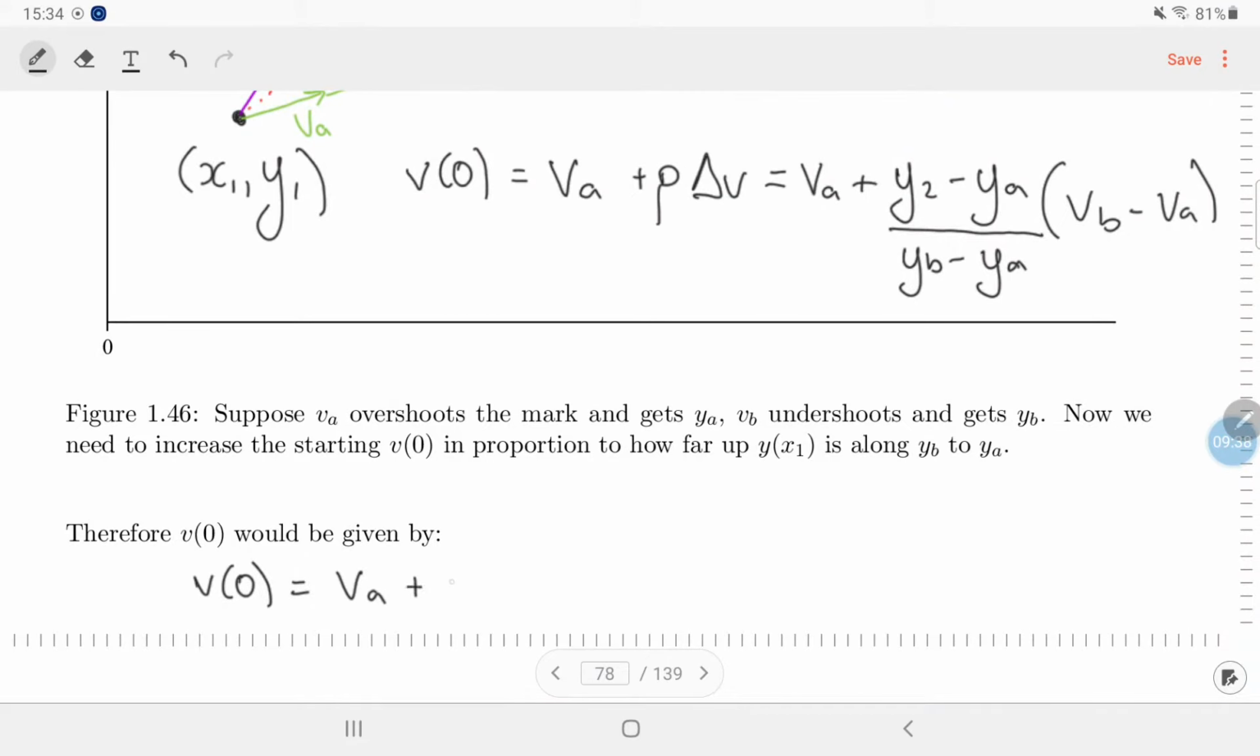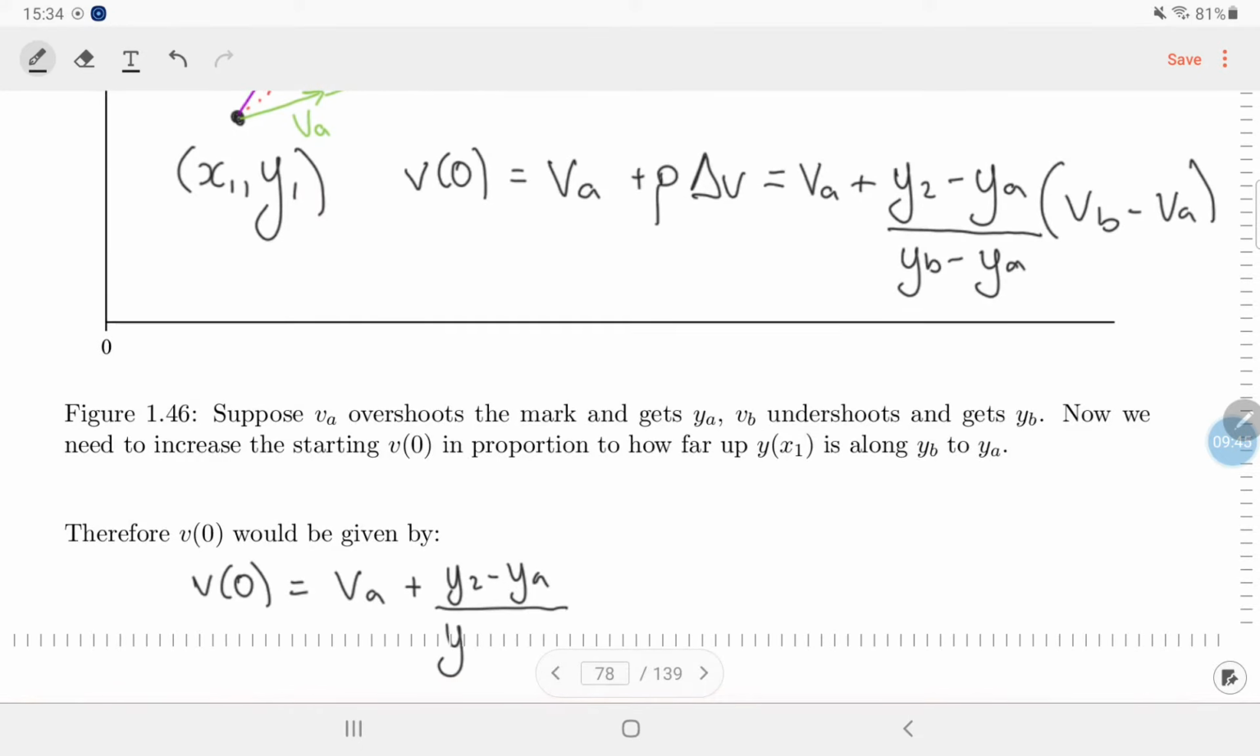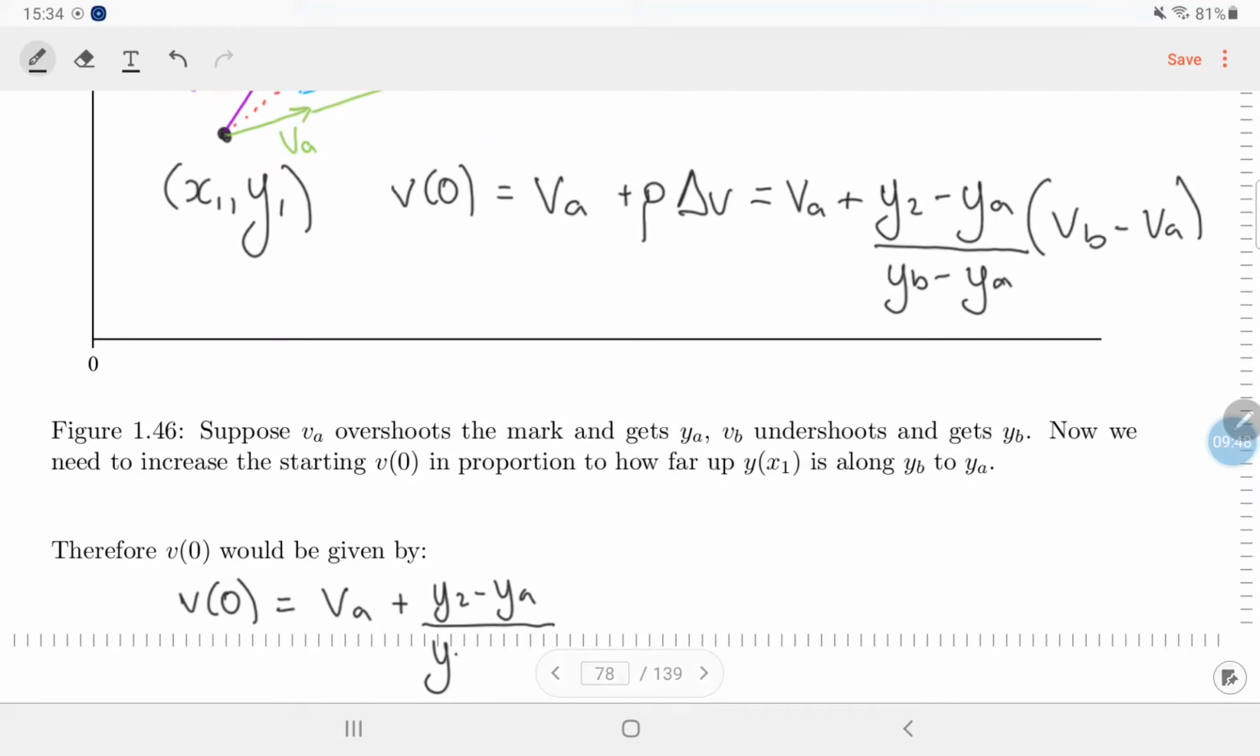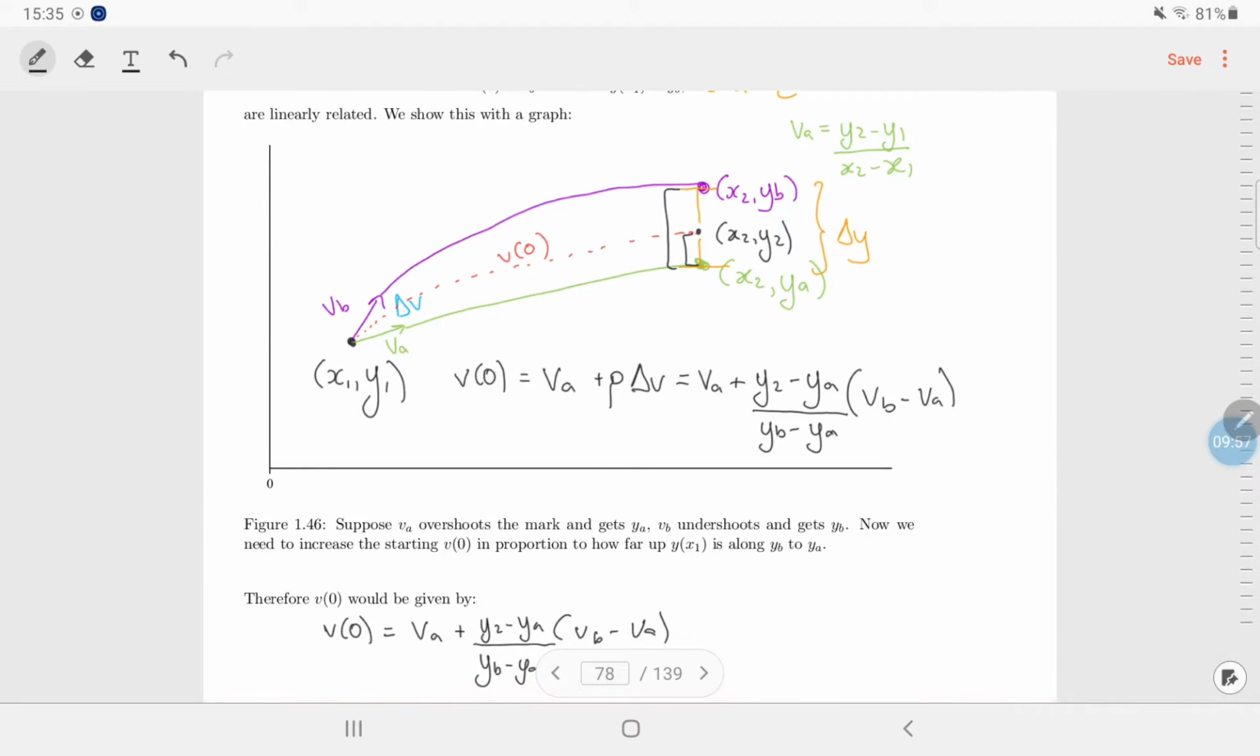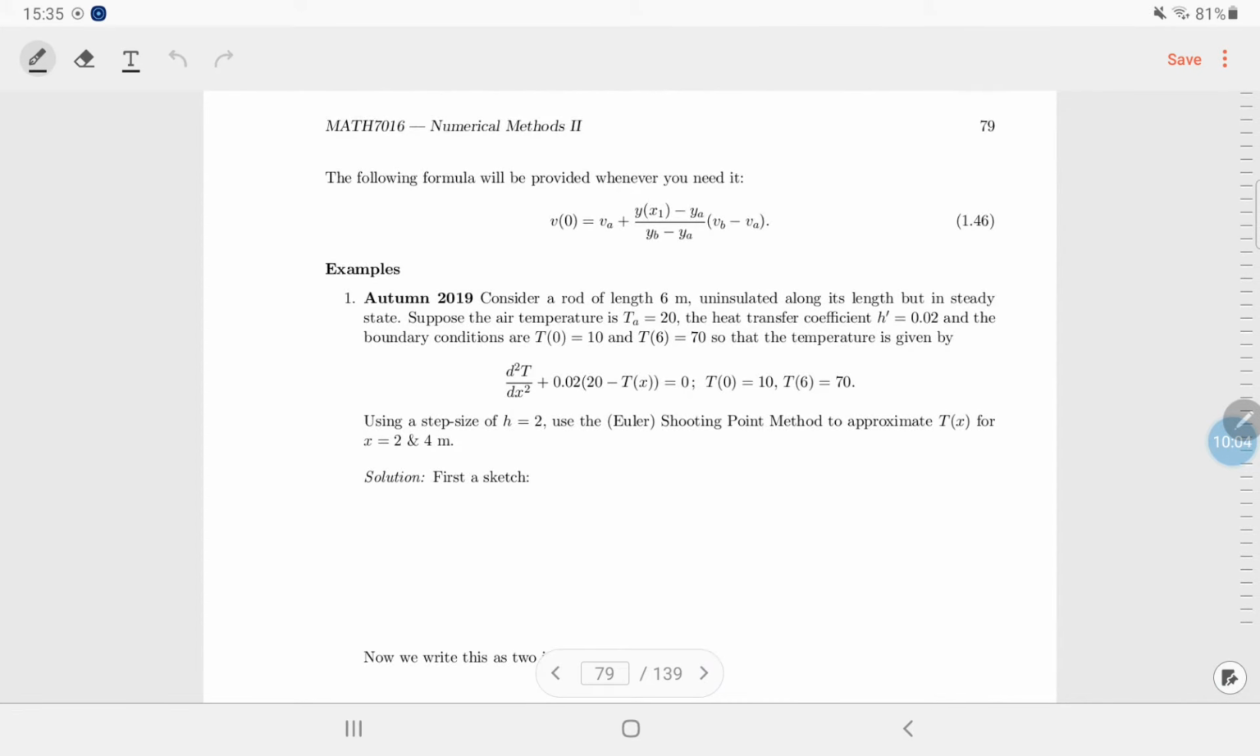So we get plus y2 minus yA, over yB minus yA, times vB minus vA. Sorry, I've made a bit of a mess of it. You don't have to learn it, but to me, it's nice to understand it, and I might ask you, like in an assessment, to put this formula in words. Is that the same formula? Basically, it is. The only thing I've changed is that y1 is the same thing as y of x1.